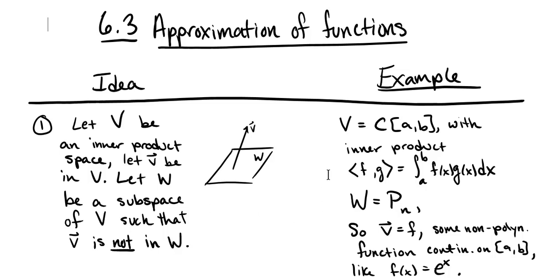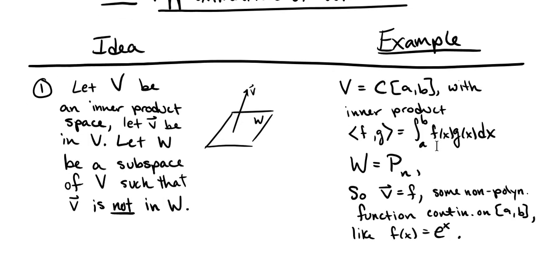So for example, one specific case we could think of is letting our inner product space be the space of continuous functions on [a, b], with the usual inner product we've been looking at, where the inner product of f with g is defined to be the definite integral from a to b of f times g. If we did that, well, we could say W, the subspace within that, could be Pn, the set of polynomials of degree n. They're polynomials, so they're certainly continuous on [a, b]. That is a subspace of this space of continuous functions V.